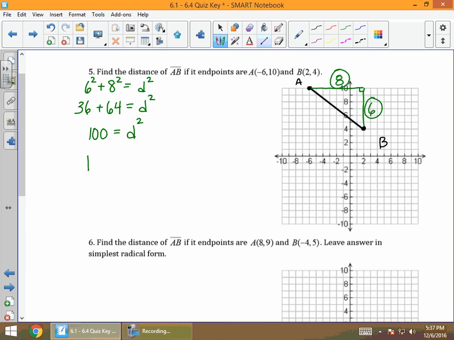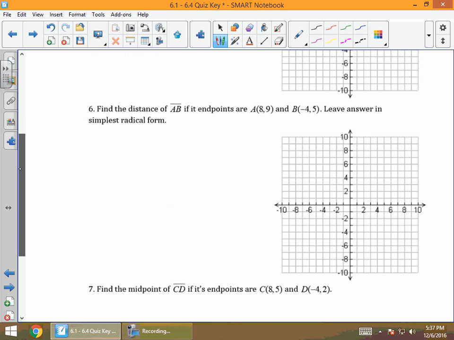And D will equal the square root of that number. Well, thankfully for us, the square root of 100 comes out nice to 10. It is 10. That is worth 1 point. If you got 10, that's worth 1 point.